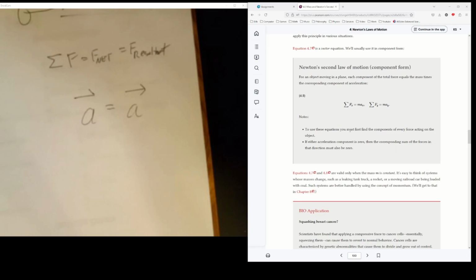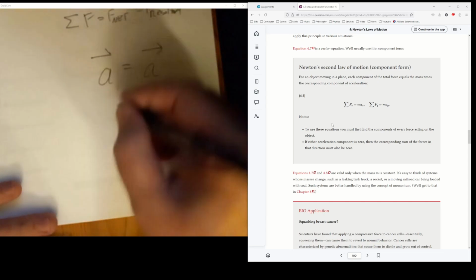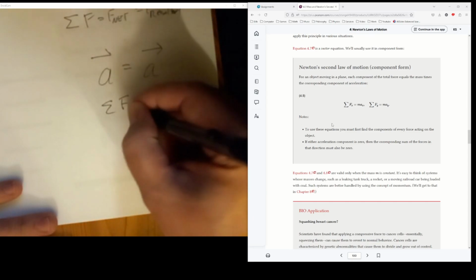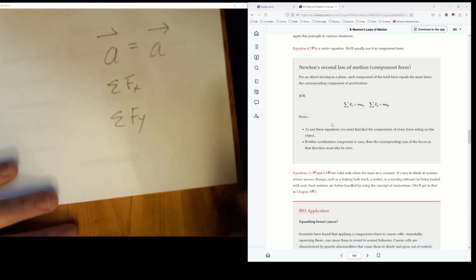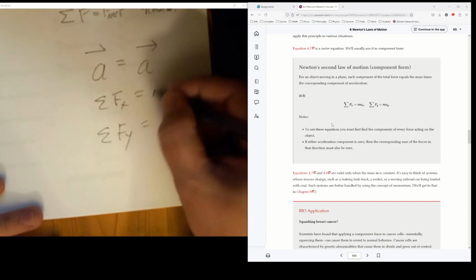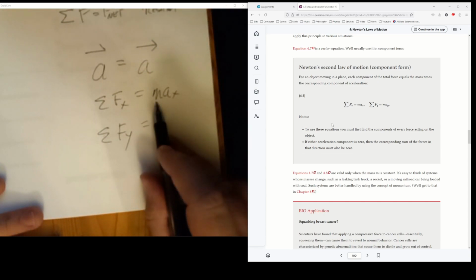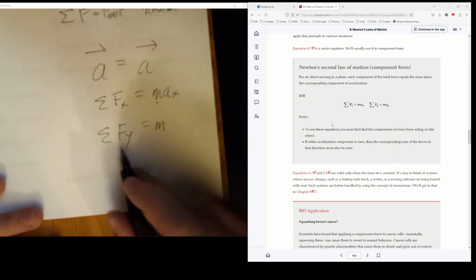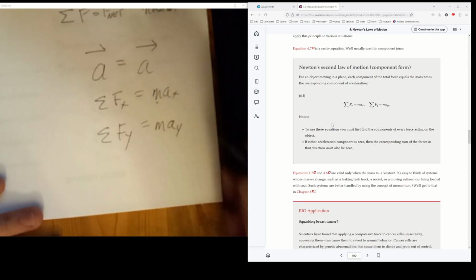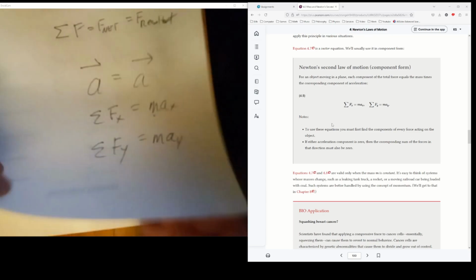Right here, this 4.8, this is more how we'll do things. Instead of writing vector notation, we'll sum forces in the x direction and sum forces in the y direction. Then we'll generate two equations, because our sum of forces in the x direction will equal the mass times acceleration in the x direction, and the y will equal mass times the acceleration in the y direction.